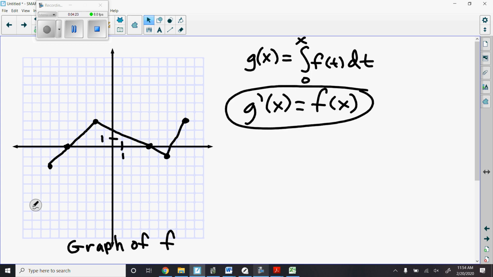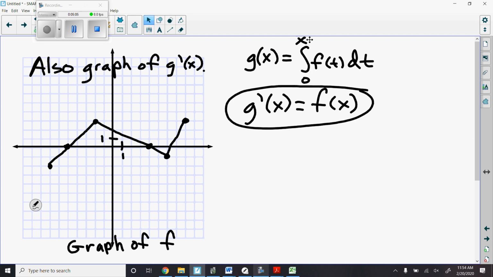So the key here is to go back to how I labeled the graph. I labeled it as a graph of f. But that is not the only thing this graph is a graph of. Since f equals g prime, this is also a graph of g prime. It's super, super important to realize that that is a graph of g prime.